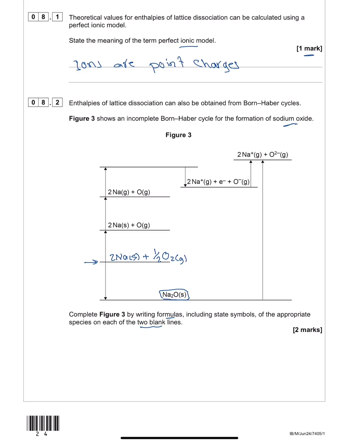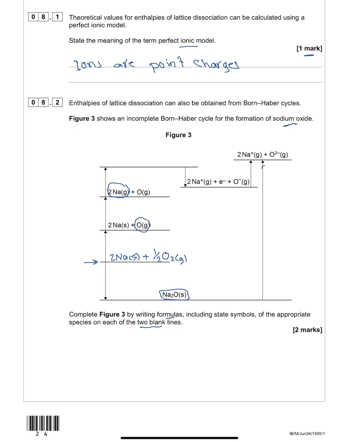The next two steps will be the atomization. So they started off with the atomization of oxygen, and the second step was the atomization of the sodium. And then the next step will be the ionization. So ionization of sodium first, and this was followed by the electron affinity for the oxygen, first and second electron affinity.